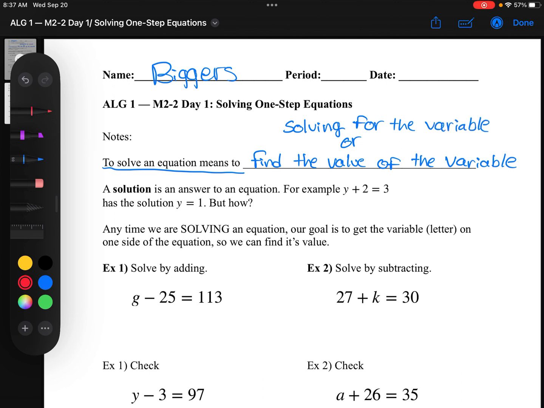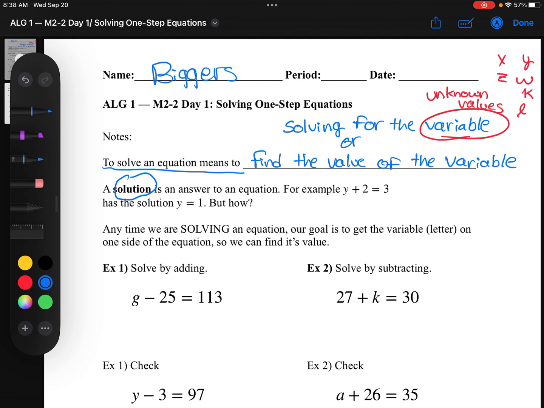Now variables are unknown values in math. And just to recap, some examples could be an x, a y, a z, w, k, l, and the list goes on. Any of those things in math are variables, okay? So a variable is an unknown value that we have to solve for. So when we are solving these equations, the solution would be the answer to an equation.